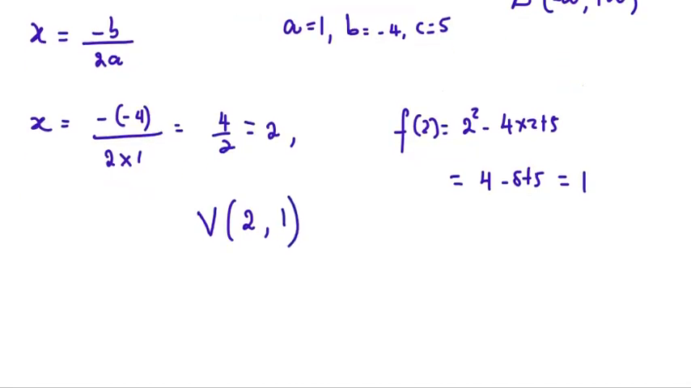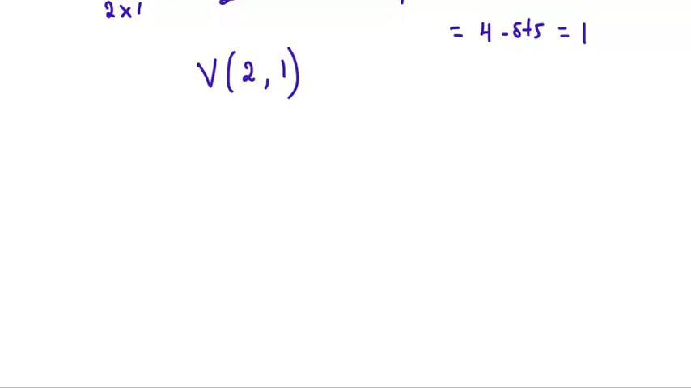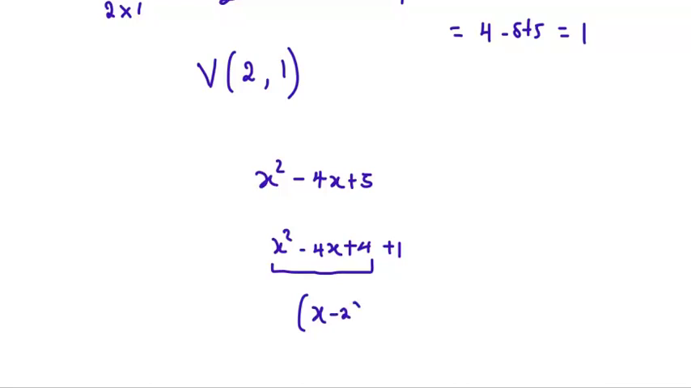Okay, so another way we can find the vertex here is through completing the square, right? So we have x squared minus 4x and then plus 5. So this is the same as x squared minus 4x plus 4 and then plus 1, since we know that 4 plus 1 is equal to 5. So here this is a perfect square, and that is x minus 2 whole squared and then plus 1. So from here we can find the vertex, right, as 2 comma 1.